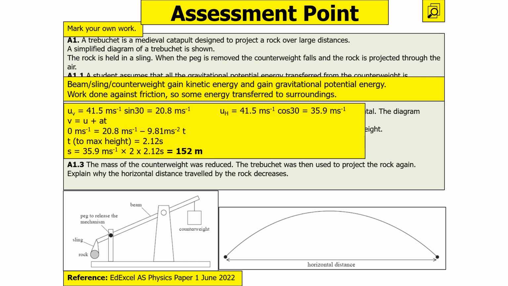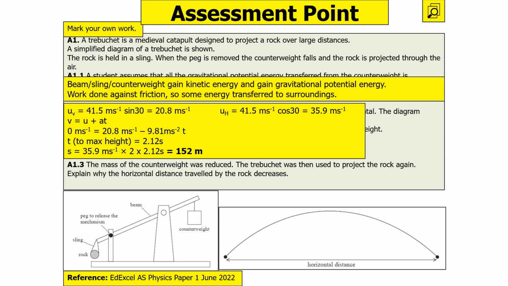The next question, well, you can work out your vertical velocity and your horizontal velocity. Vertically, we use suvat, v equals u plus at. We know that v is going to equal 0, so we can work out t to be 2.12 seconds. Time is the same horizontally and vertically. We've got the horizontal velocity as 35.9 meters per second, so therefore we can say distance horizontally is the speed times the time.